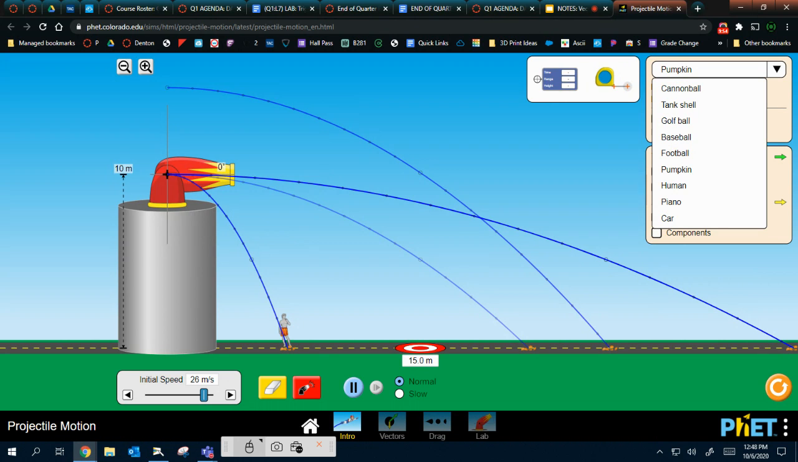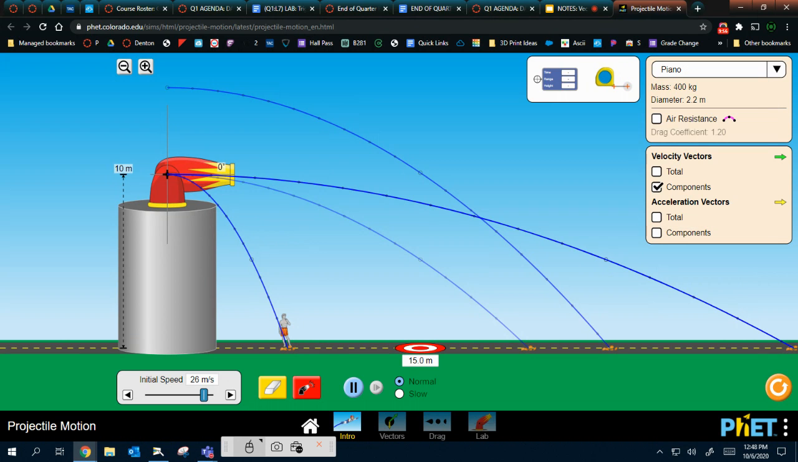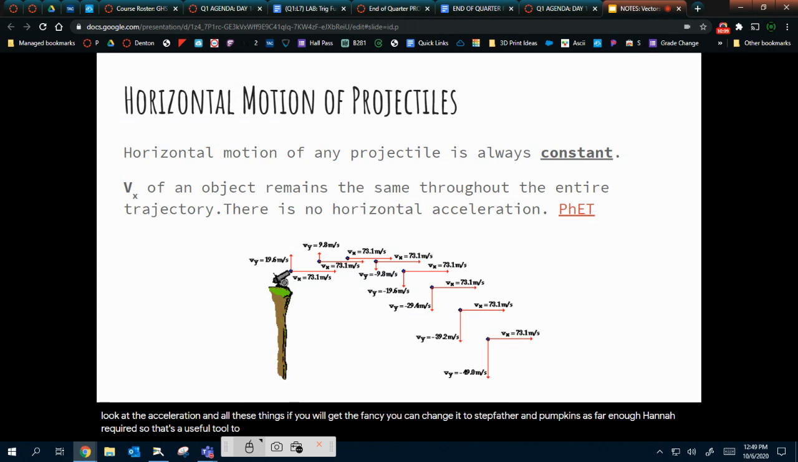If you want to get fancy, you can change it to, instead of firing pumpkins, now it's firing a piano. It's the same thing, because it doesn't matter what you fire, because it's a projectile. So that's a useful tool to look at different things being fired without actually having to leave your bedroom.